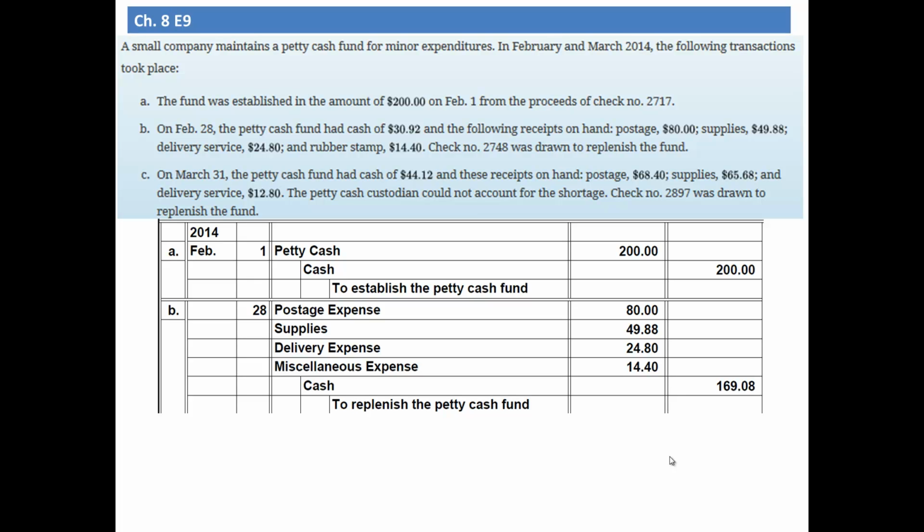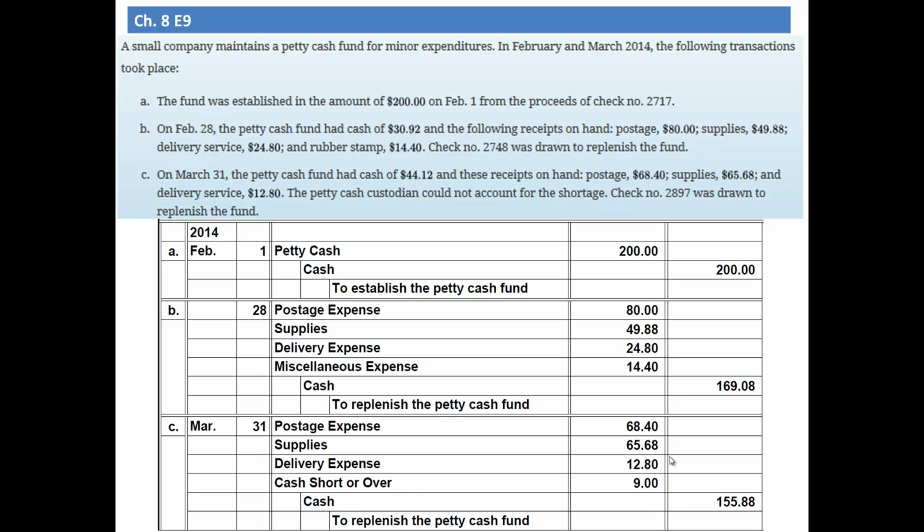So at the end of March, we only had $44.12 left. So you can calculate how much money we spent out of the 200, and then it says where we spent it. Again, we do our journal entry to record everything that we purchased. We bought postage, supplies, we had some delivery, and then you'll notice this one has a cash short and over, because it says that check number 2897 was drawn to replenish the fund, and that's for the amount of $155.88. But we have to figure out why we're short or over.